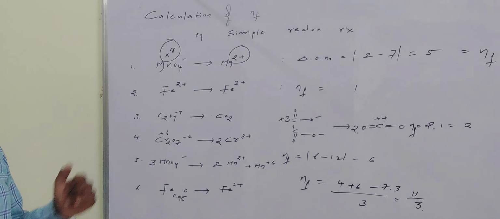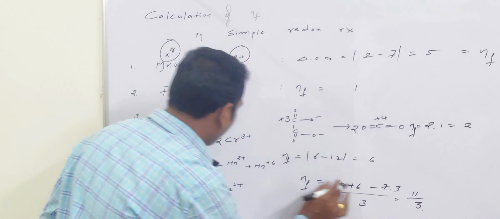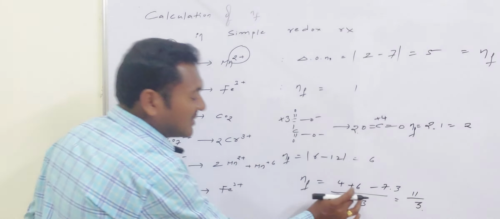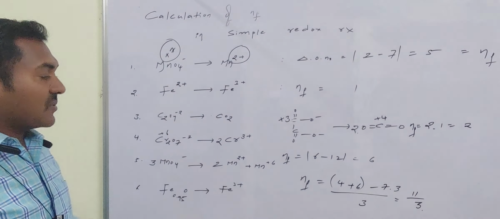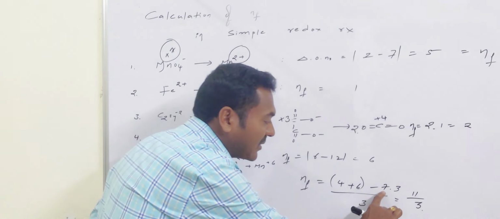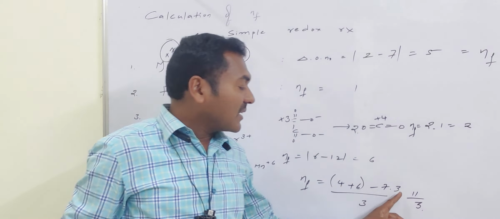The last case is a non-stoichiometric equation. Once again I will re-explain. This 4 comes from the 2 manganeses. This 6 comes from the 1 manganese. This is the product oxidation number of the 3 manganeses, whereas for every manganese of the starting material, the oxidation number is 7. Such manganeses are 3 in number.